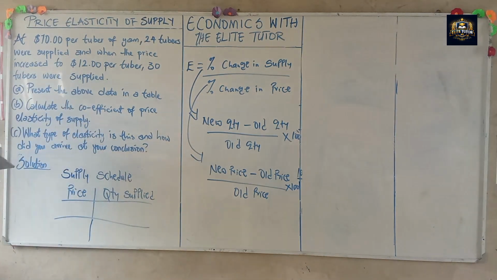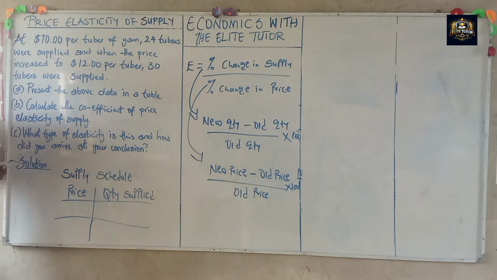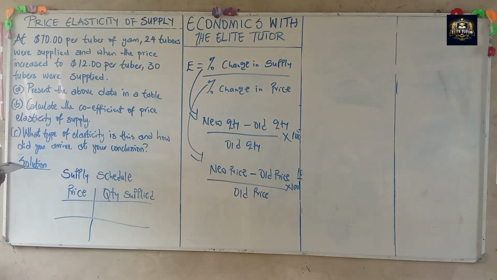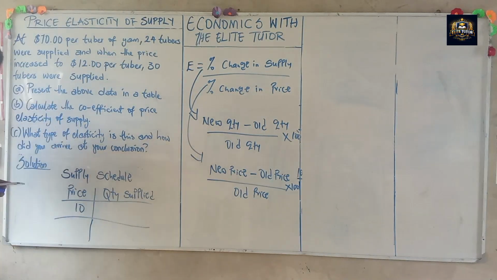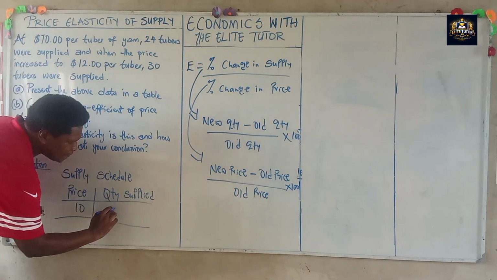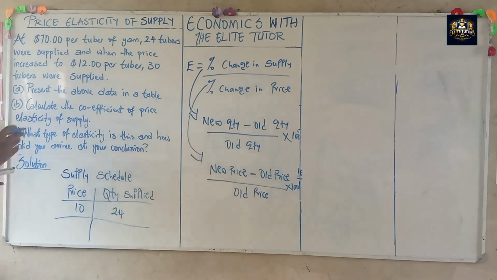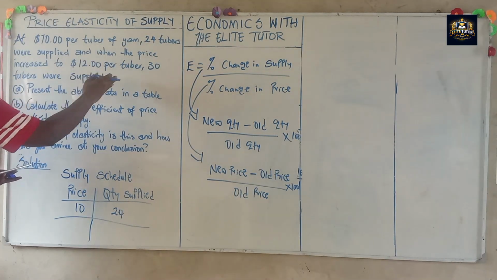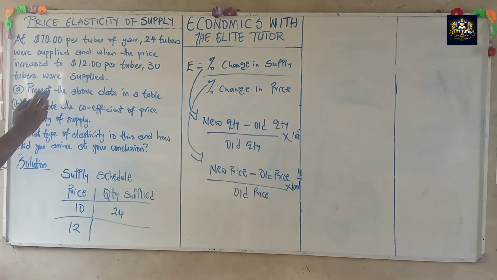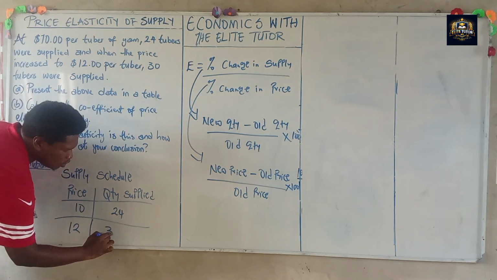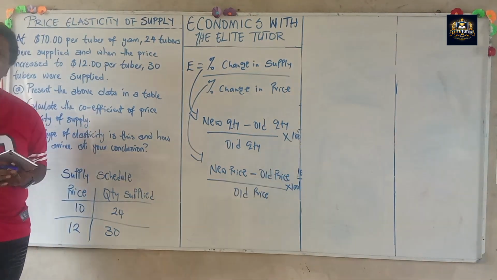Now say at $10 per tuber of yam, 24 tubers were supplied. So our first price, we have $10, and the quantity supplied, we have 24. And it went further to say, when the price increased to 12, what happened to our quantity supplied? It increased to 30.